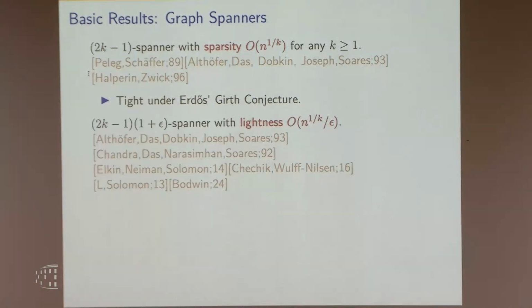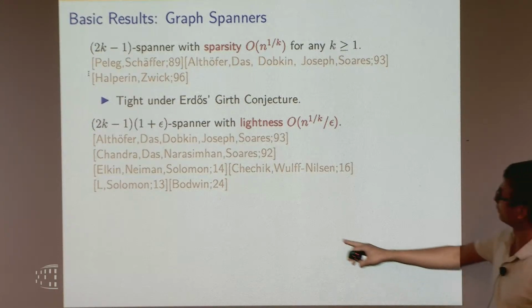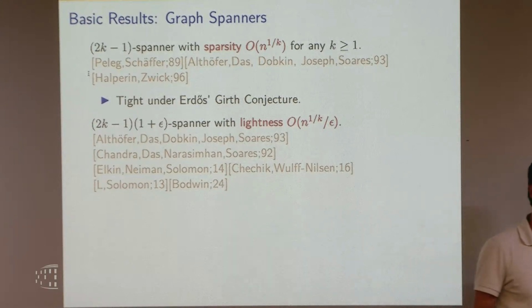But lightness is more difficult. You can see the research is still recent, people are just starting. For lightness, you can get 2k minus 1, but now somehow there is a 1 plus epsilon here. And with lightness, there's still a 1 over epsilon gap. Even in both the geometric setting and the general graph setting, sparsity and lightness are somehow off by 1 over epsilon. And the stretch is 2k minus 1 plus epsilon for lightness.